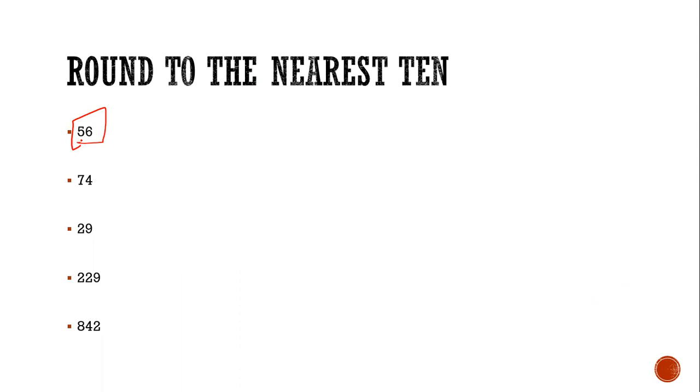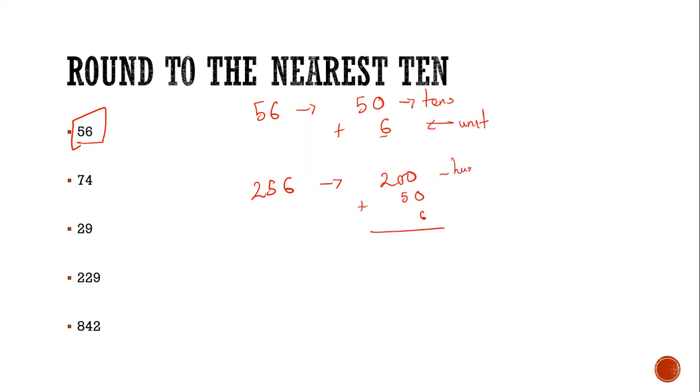So the first thing here is to identify the 10 in this number. We can break down 56 into 50 plus 6, right? This 6 here is what we call the units because it's just a single number. 50 is tens, okay? So let's say we have 256 now. We can break this down into 200 plus 50 plus 6. This would be the hundreds, this would be the tens, this would be the units.